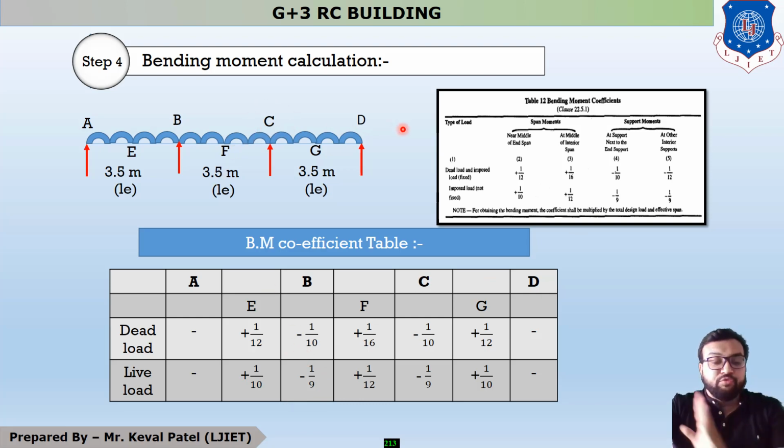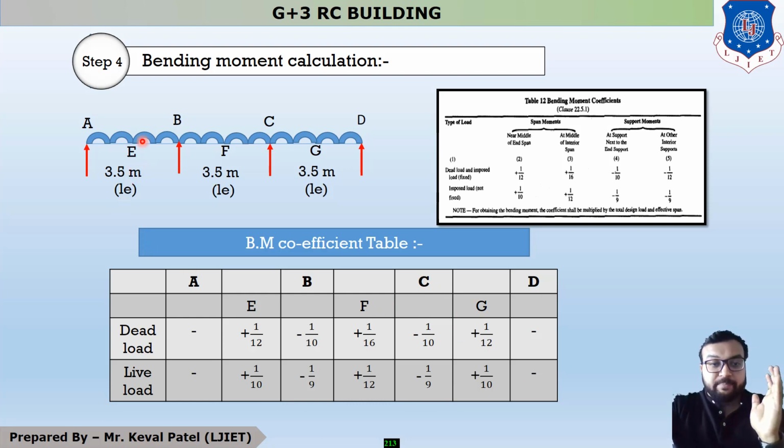Similar calculation for C. Whenever we move from right to left, your D is your last support and your C is next to the end support. So the coefficient of C remains the same as B. So these are your support moments.